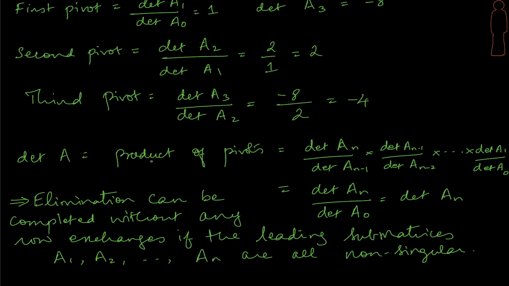Determinant of A we know is the product of pivots, and we know that the nth pivot is going to be determinant of An by determinant of An minus 1. The n minus 1th pivot is going to be determinant of An minus 1 by determinant of An minus 2, so on and so forth till the determinant of A1 by determinant of A0. Okay, all these factors would get cancelled and we'll be left with determinant of An by determinant of A0, and we know that this is our assumption to be 1. That's same as determinant of A, right? Which means that this formula is definitely working.